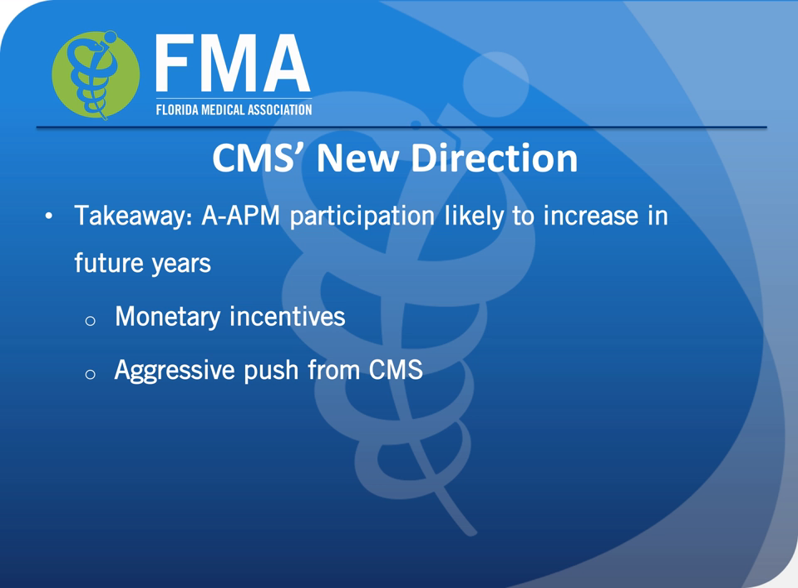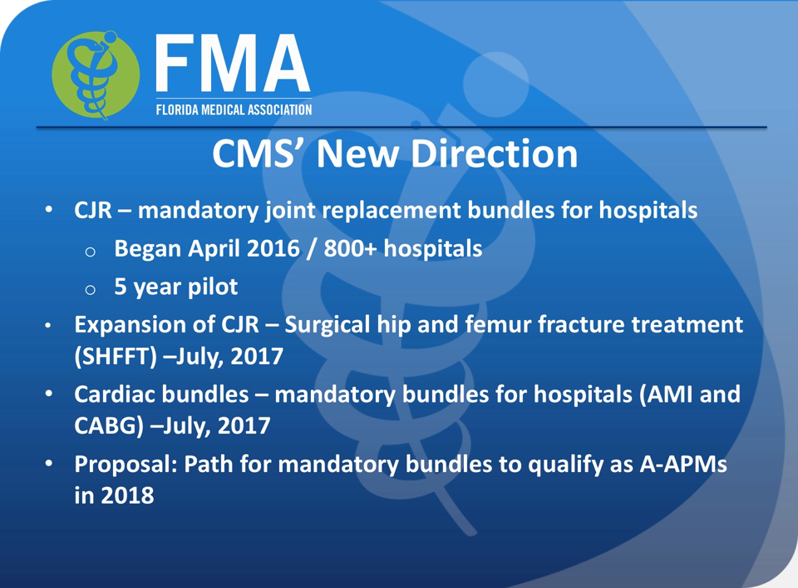Again, CMS has been very aggressive at looking for ways to create alternative payment models. They have, for example, created the mandatory CJR joint replacement program for hospitals, and they are looking to expand CJR to include surgical hip and femur fracture treatments in the middle of this year. They're also implementing new cardiac mandatory bundles for hospitals that will include AMI and CABG beginning in the middle of this year. Not all hospitals in all regions will be affected by these new mandatory bundles, but these changes, these pilot programs, are being rolled out in various localities nationwide.